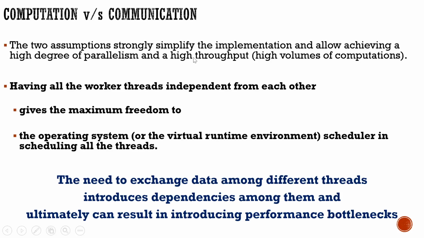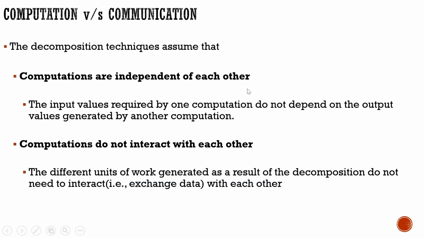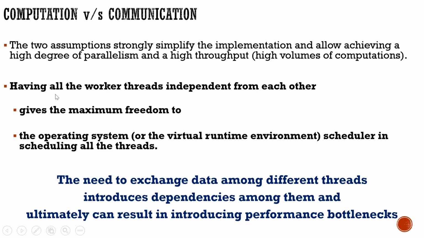The two assumptions strongly simplify the implementation. So the two assumptions are this, right? The computations are independent of each other and the computations do not interact with each other. The two assumptions strongly simplify the implementation and allow achieving a high degree of parallelism and high throughput. So it is directly connected to how much parallelism you can achieve and how much throughput you can achieve. Having all the worker threads independent from each other gives the maximum freedom to the operating system or the virtual runtime environment scheduler in scheduling all the threads.